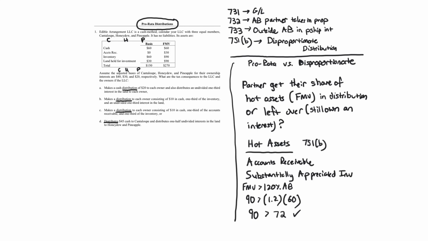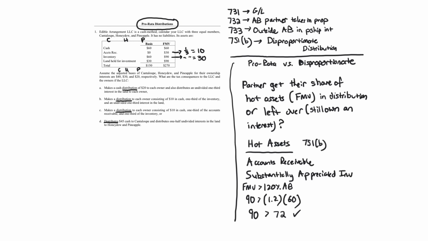What you do is you take 1/3 of the fair market value of the accounts receivable. So 1/3 of accounts receivable is 10. And then 1/3 of the inventory, 30. They need to have that amount before and after. So before, they each own 10 and 30 of those hot assets. After, they still own 10 and 30, right? If their amount changes, like if it went from 10 to 5, but they didn't actually record ordinary income, that's when this disproportionate stuff, the red flags pop up.